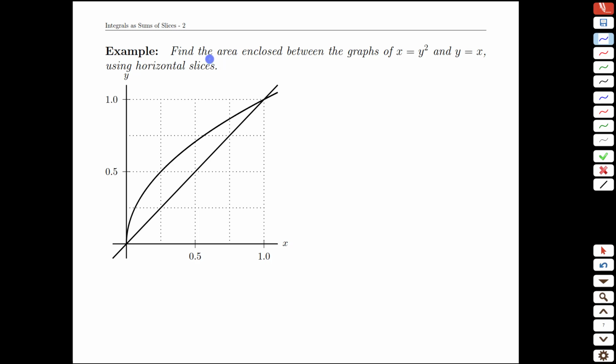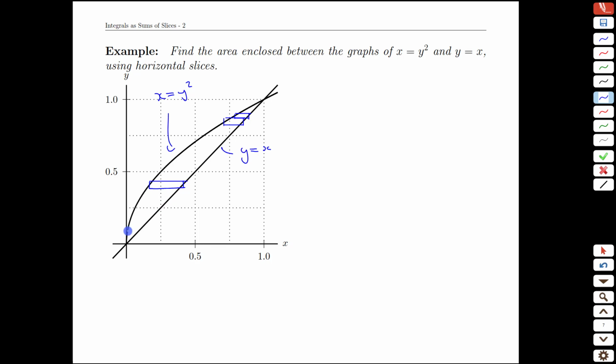Let's consider an example where we find the area enclosed between the graphs of x equals y squared, which is the sideways parabola, and the graph of x equals y, which is this straight line here. Let's label those first. And once we have the picture, we can see the enclosed region. So it's all this part trapped between the two lines. We're then asked to compute the area of that region using horizontal slices. So it never hurts to draw these just to make the example concrete.